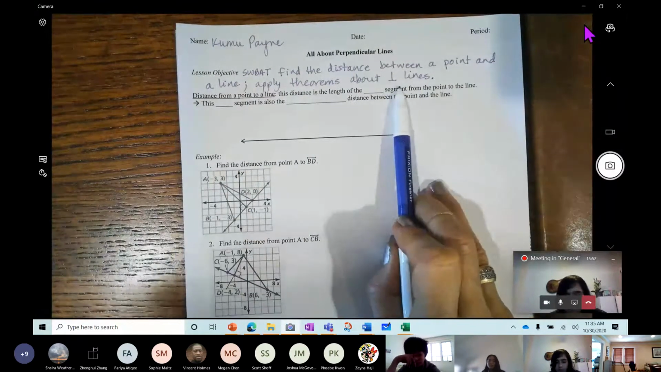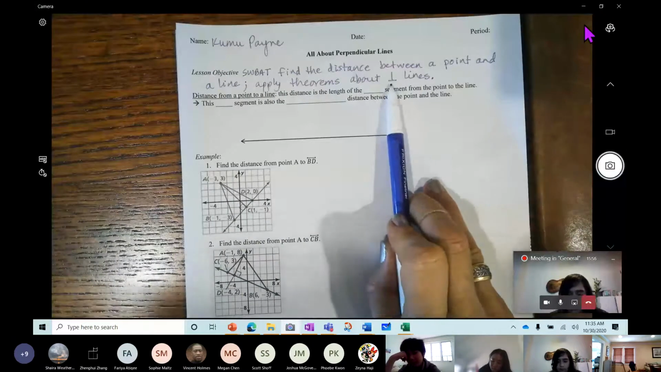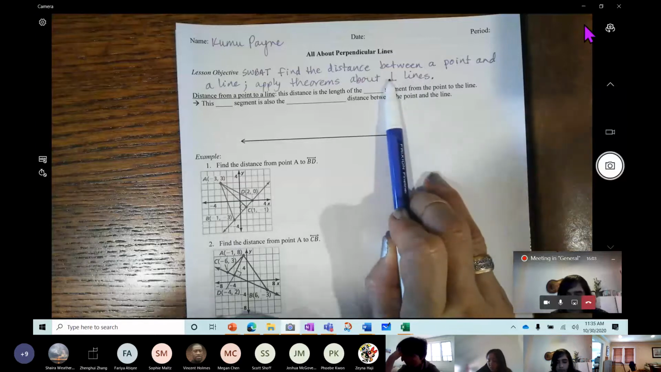So also in the video last night, I introduced that symbol. It looks like an upside down T. That means perpendicular because nobody wants to spell out P-E-R-P-E-N-D-I-C-U-L-A-R every time. So we just write that symbol.